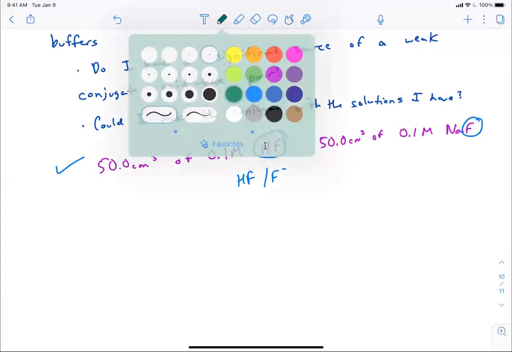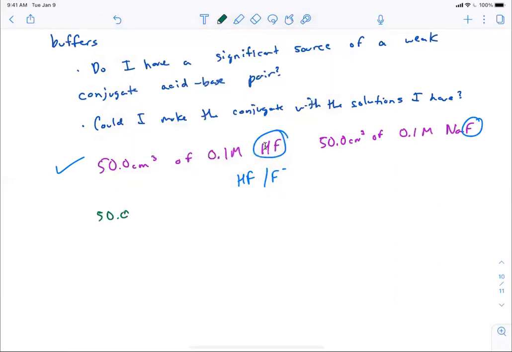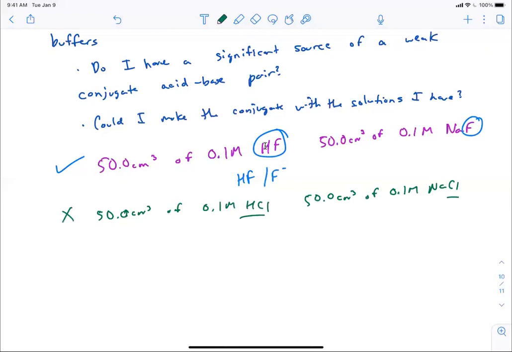Where they try to trip you up is they'll say something like 50 centimeters cubed of 0.1 molar HCl, and then 50 centimeters cubed of 0.1 molar NaCl. So if a student doesn't remember that it has to be a weak conjugate acid base pair, they see, oh, HCl, Cl minus, that's a conjugate acid base pair. That must work. But it doesn't because it's not weak. So the addition of H plus or OH minus would not be absorbed because they're strong and so dissociate again anyways. So that doesn't work because HCl and Cl minus are not a weak pair.